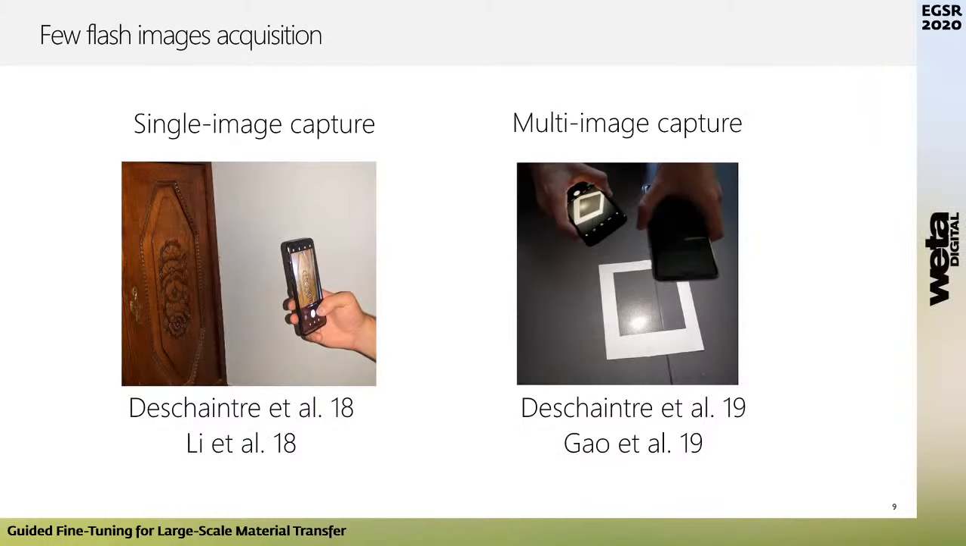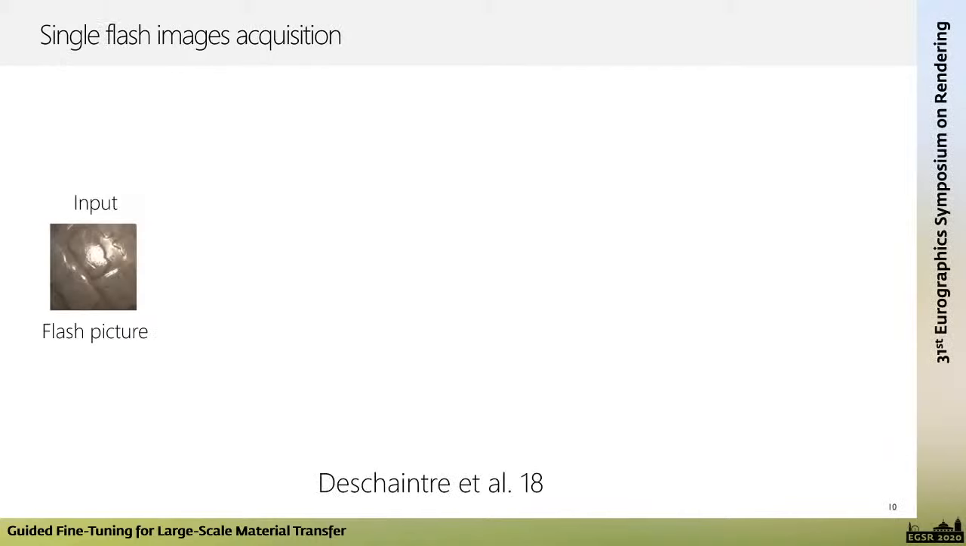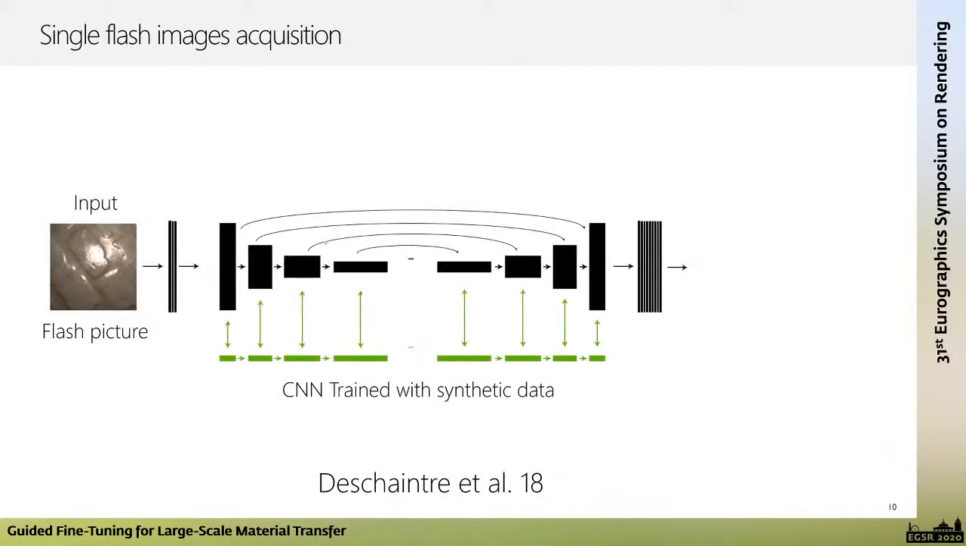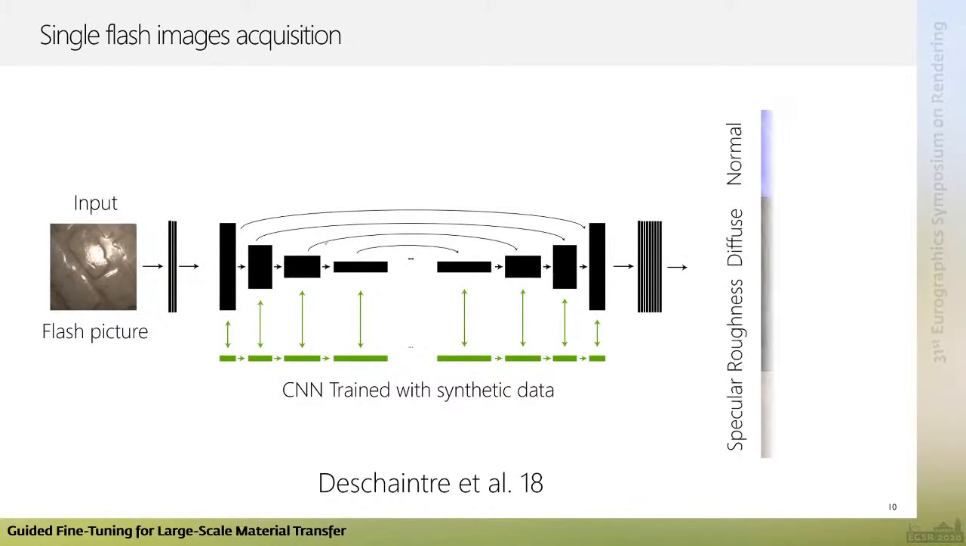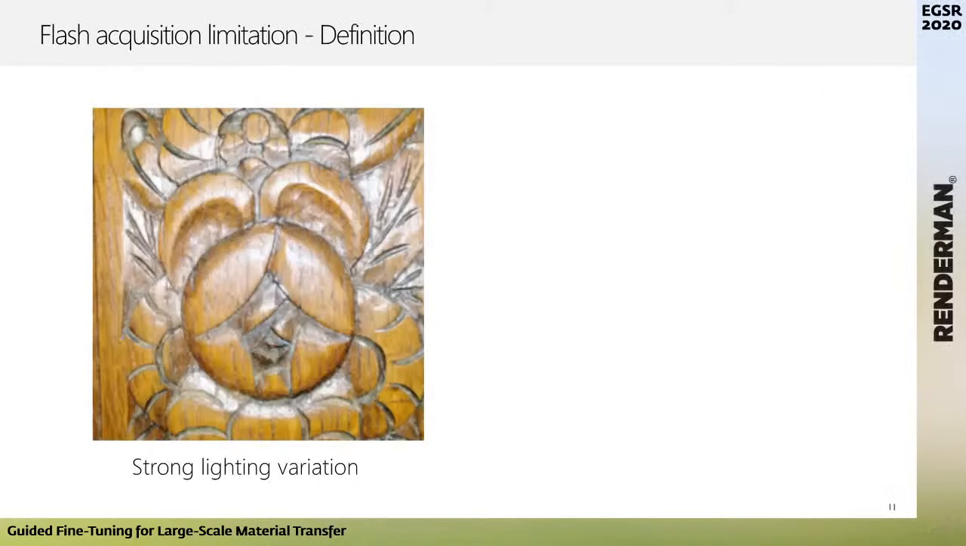In the past couple of years, multiple methods, including ours, were proposed, leveraging deep learning to extract material information from one or a few flash pictures. The general idea is to use a flash picture as input to a network trained specifically to output material parameters. While the flash in the picture does indeed bring important information to these methods about the material properties they are trying to capture, it also comes with two drawbacks.